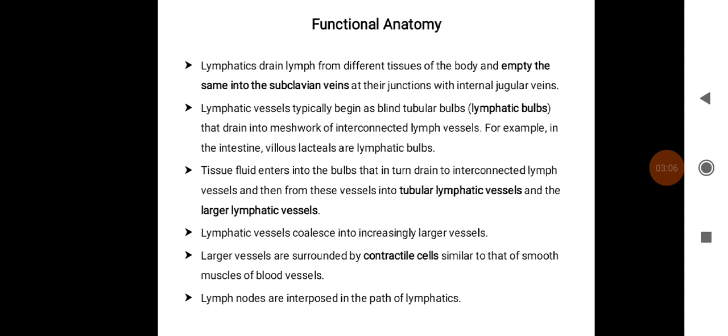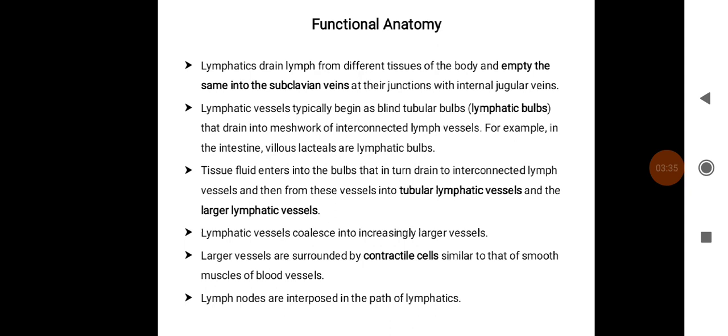Coming to the anatomy, lymphatics drain lymph from different tissues of our body and empty the same into the subclavian veins at their junction with the internal jugular veins. Lymphatic vessels typically begin as blind tubular bulbs, which are called as lymphatic bulbs, that drain into a meshwork of interconnected lymph vessels. For example, in intestine, the villus lacteals are lymphatic bulbs.